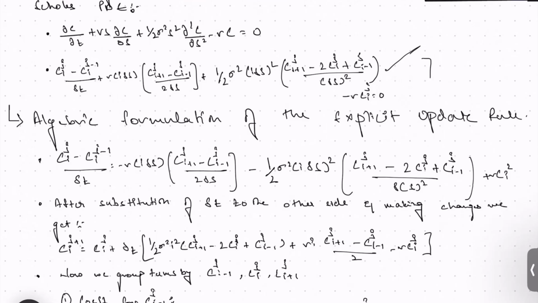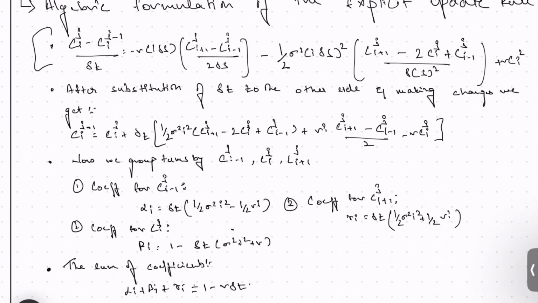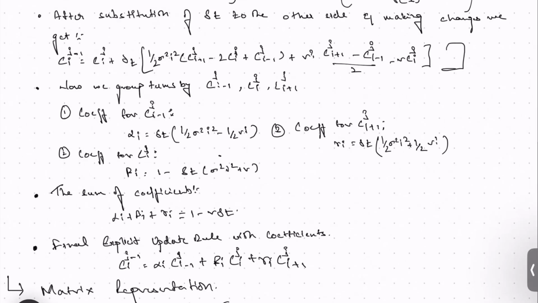We rearrange this discretized equation to solve for C_i^{j-1}. First, we move all terms except the time derivative to the right-hand side. This will give us this equation. Now we multiply the right-hand side with minus delta t and move the C_i^j to the right-hand side to isolate the C_i^{j-1} term. This will result in this equation. Now we group the terms by the known values at time level j.